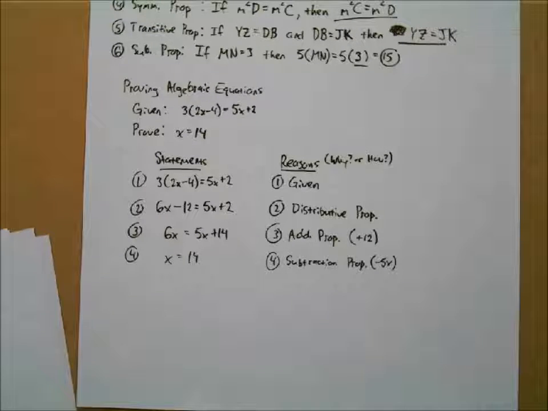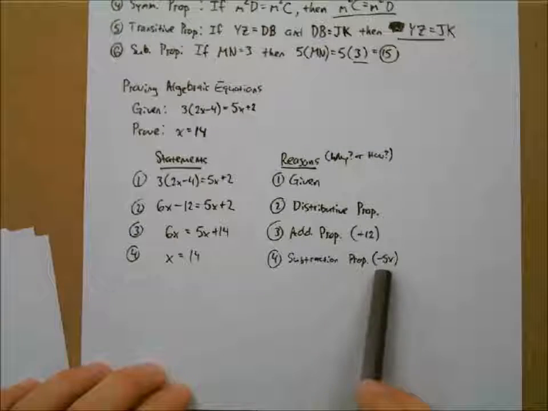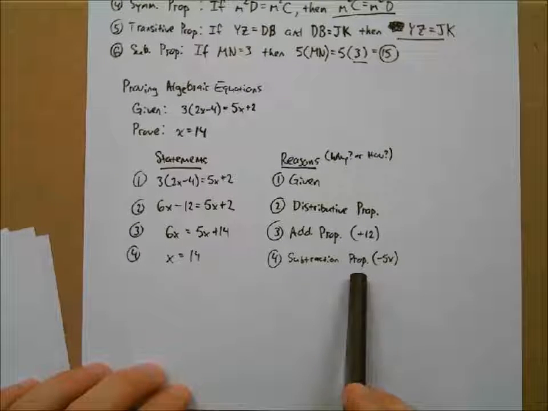Besides subtracting 5x from both sides, could I have done something else to move that 5x over? Besides subtracting it? Anytime we subtract something, what else can we do? Add the opposite. So technically here, instead of using the subtraction property and minus 5x, you could say addition property and just put plus negative 5x.